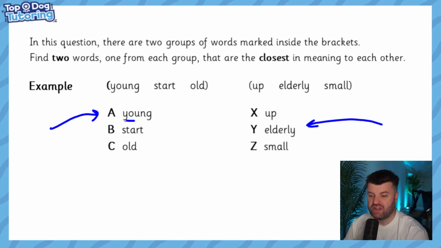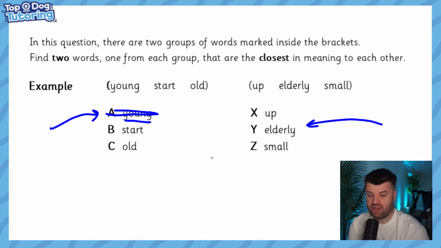So we'll start off with the first one here, young, and we need to see, do any of the words in the other bracket mean the same thing? Up, no. Elderly, no. That's actually the opposite. Small. Well, if you're young, you might be small, but they don't mean the same thing. So actually we can get rid of young. It's not going to be A.